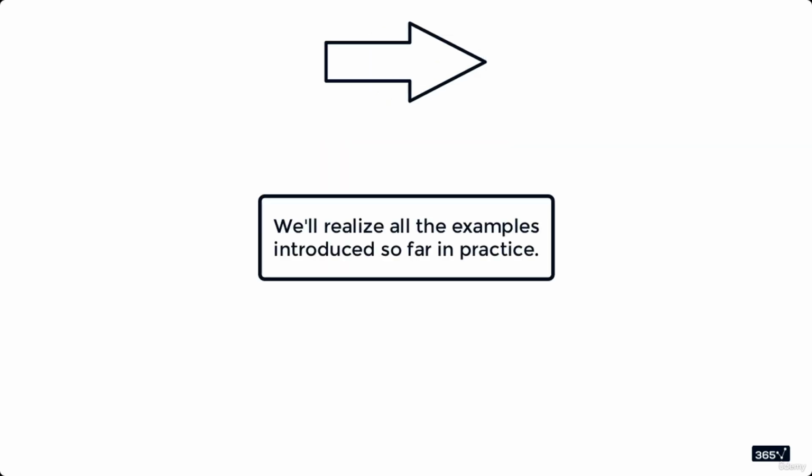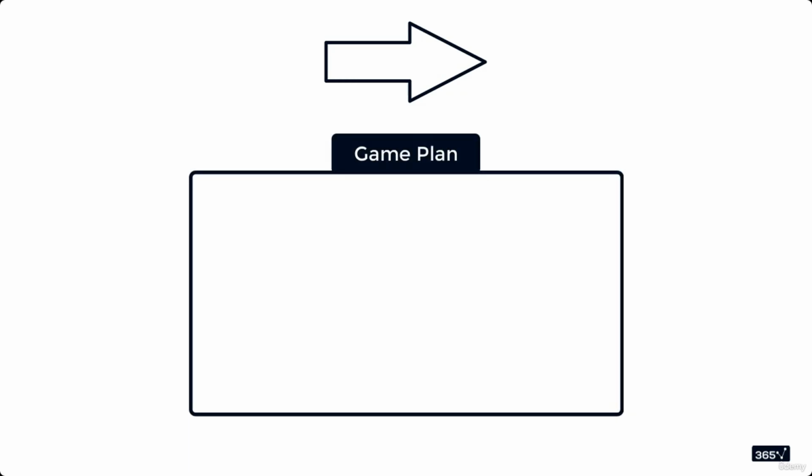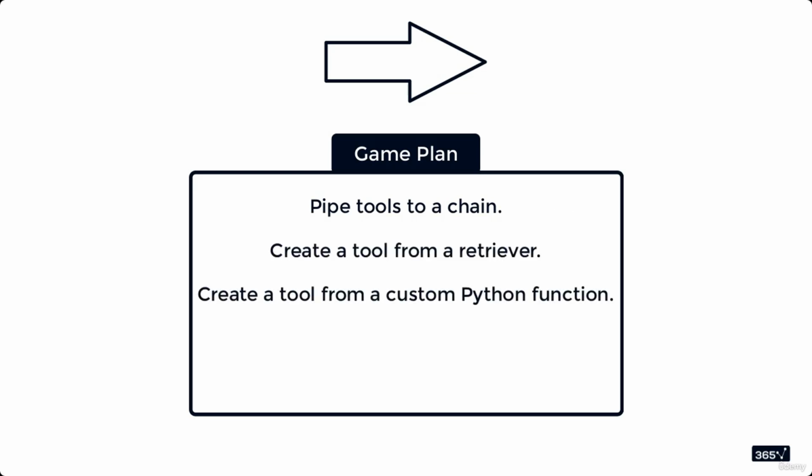In the upcoming sessions, we'll realize all the examples introduced so far in practice. The game plan is as follows. First, this lesson is dedicated to the runnable nature of LangChain's tools and how we can pipe them into a chain. For this demonstration, I've chosen to use the Wikipedia tool. After that, we'll spend a lesson creating a tool from a retriever and one from a custom Python function, returning the version of Python used in the current environment.